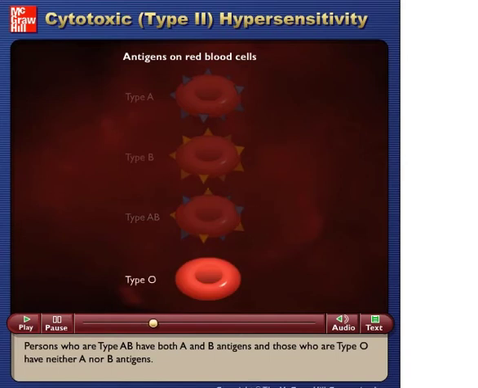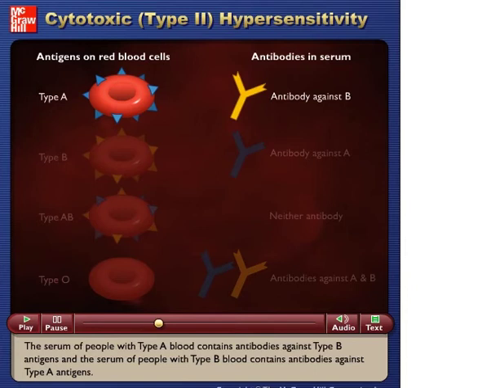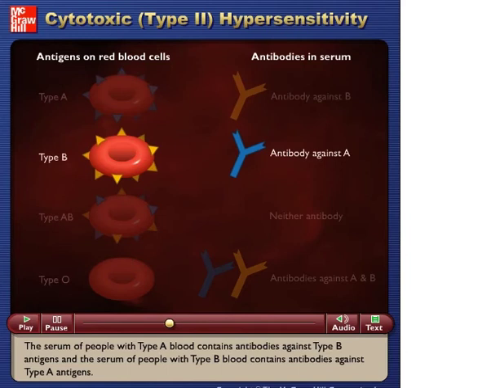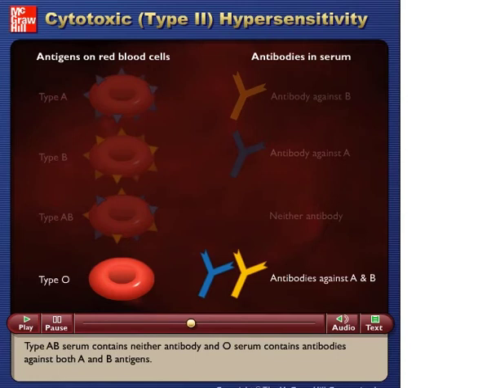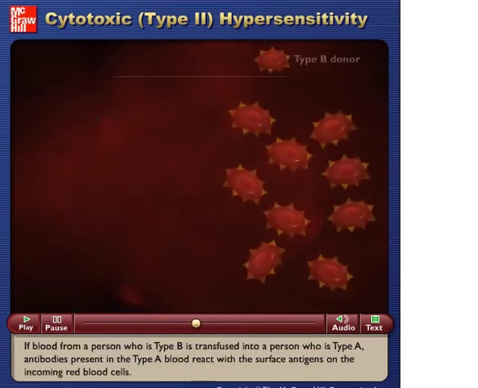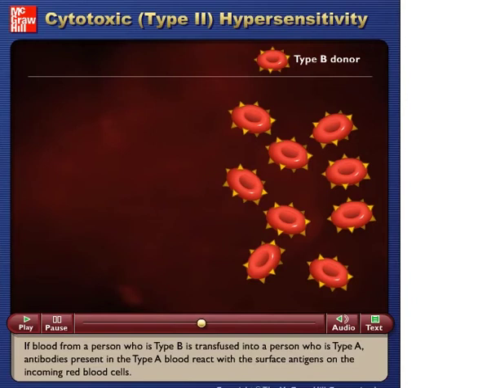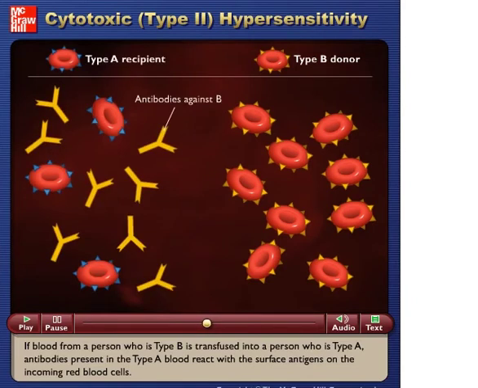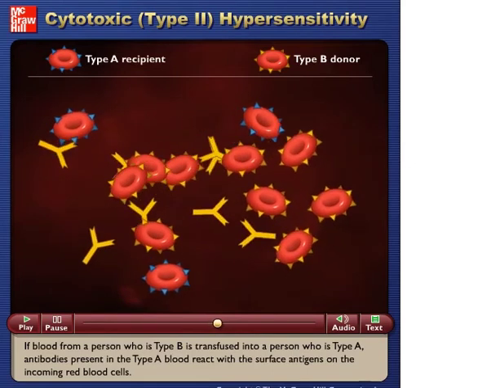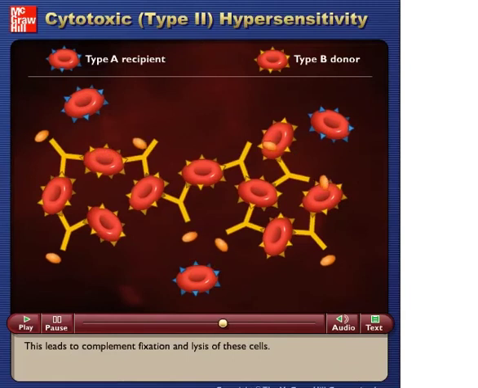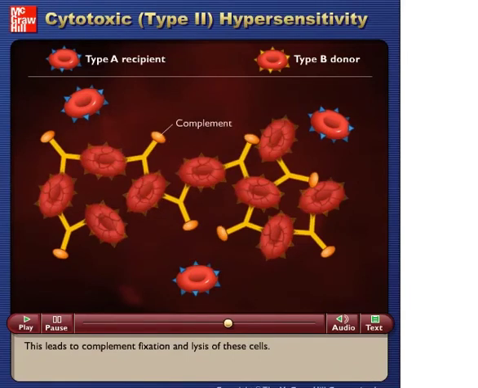nor B antigens. The serum of people with type A blood contains antibodies against type B antigens, and the serum of people with type B blood contains antibodies against type A antigens. Type AB serum contains neither antibody, and O serum contains antibodies against both A and B antigens. If blood from a person who is type B is transfused into a person who is type A, antibodies present in the type A blood react with the surface antigens on the incoming red blood cells. This leads to complement fixation and lysis of these cells.